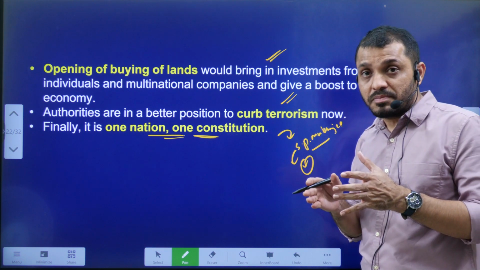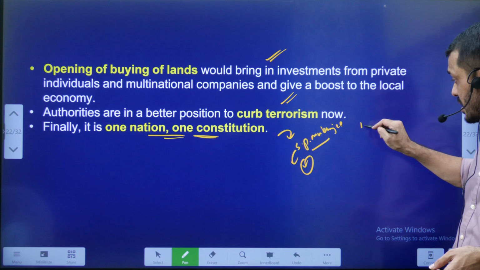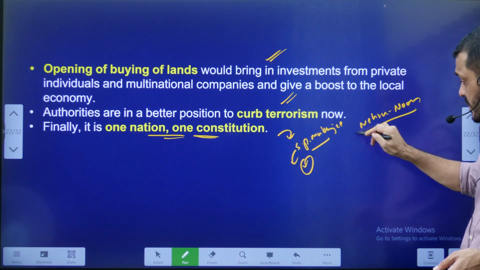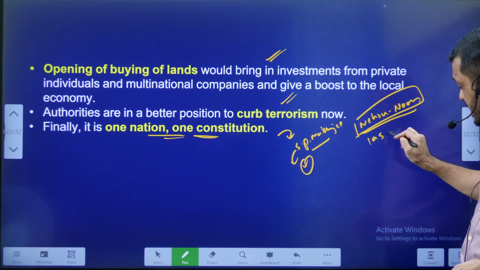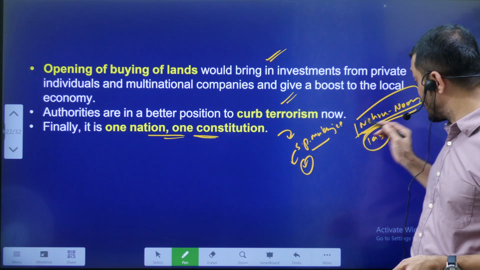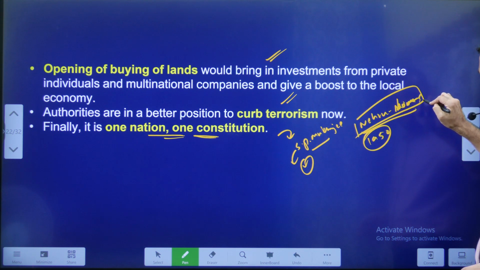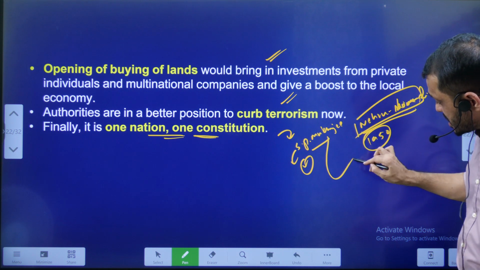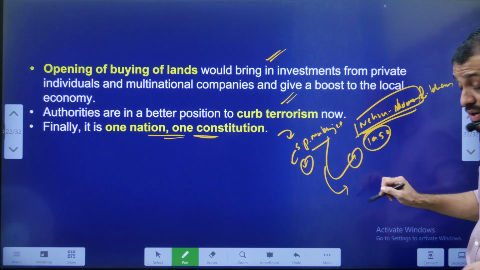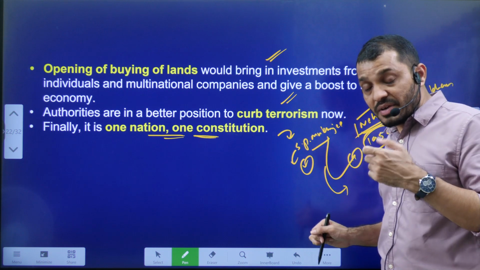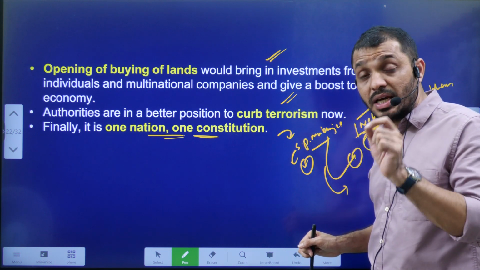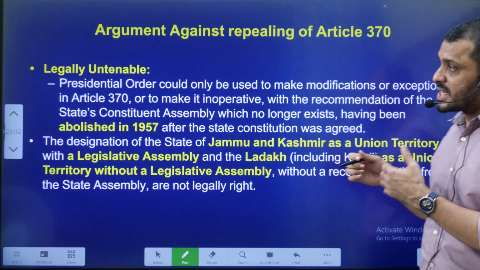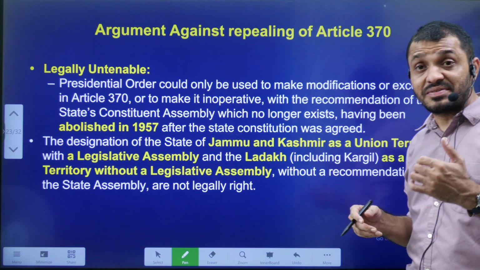And this Shyam Prasad Mukherjee had differences with Nehru over the Nehru-Liaquat pact, the agreement between India and Pakistan in 1950. Nehru and Liaquat Ali Khan made this agreement in 1950. Shyam Prasad Mukherjee opposed this agreement, and even resigned from the Jawaharlal Nehru cabinet. Why are we discussing Shyam Prasad Mukherjee now? Because he was completely against Article 370. So these are some of the views in support of the Article 370 abolition.